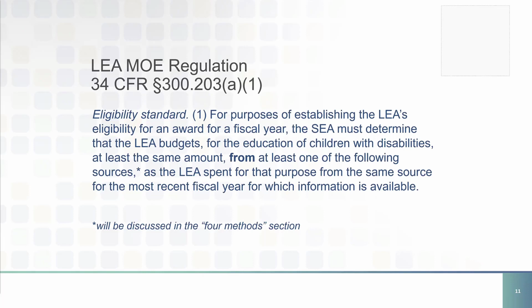Two things to keep in mind for later in the discussion are: 1, the sources noted in the regulation are the 4 methods of calculating LEA MOE, and we'll talk about these in detail. And 2nd, the term "the most recent fiscal year for which information is available." A regulation added in 2015 clarified that this means the most recent state fiscal year in which the LEA met the required MOE spending level, using verified or audited data. Again, we'll continue to talk about this and come back to it.